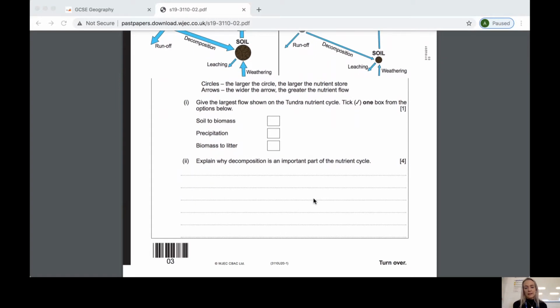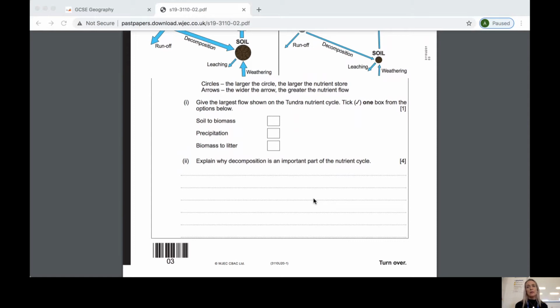Then it says, explain why decomposition is an important part of the nutrient cycle. So you should know this a little bit from science, from biology. Decomposition is very, very important in nutrient cycles. And it happens even more so, even quicker when it's warm and wet like it is in the rainforest. And it enables nutrients that are locked in the leaves, in the leaf litter, to be released back into the soil so that they can be absorbed by plant roots, allowing new growth. And the circle goes around.